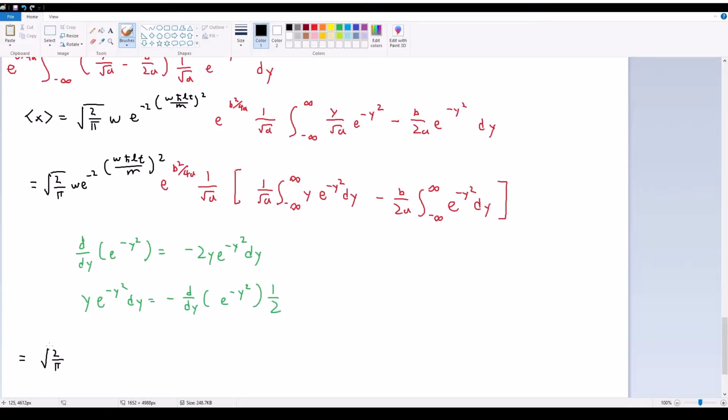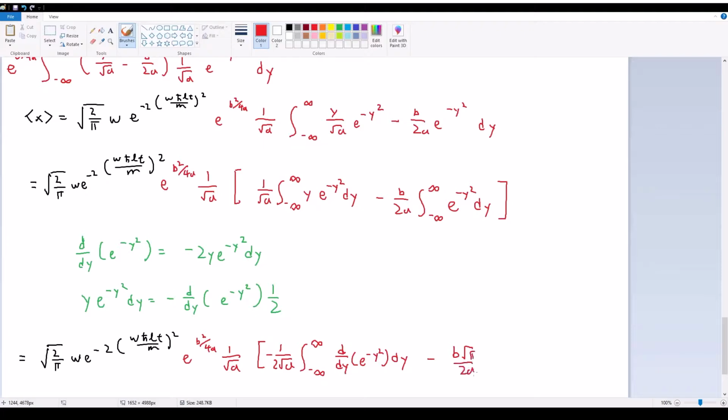square root of 2 over pi omega e to the negative 2 times omega h bar lt over m squared e to the b squared over 4a times 1 over square root of a. You know, I should write this in red to emphasize that there are still variables here that we don't know about. E to the b squared over 4a times 1 over square root of a, and then 1 over square root of a times the integral from negative infinity to positive infinity of, add the negative at the front, and then add the 2 at the bottom, so we get d by dy of e to the negative y squared dy, and then minus b root pi over 2a.